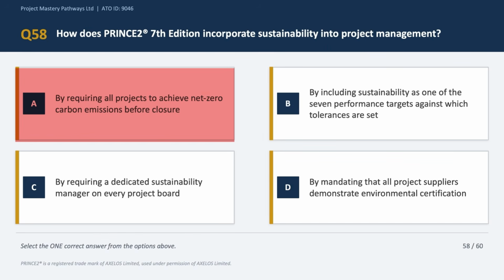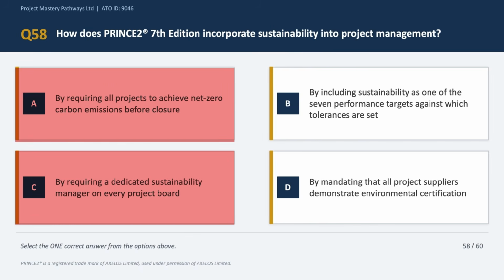Option C says by requiring a dedicated sustainability manager on every project board. Now, PRINCE2 does not mandate specific roles beyond the core project board roles, which are the executive, the senior user, and the senior supplier. Tailoring allows organizations to add roles, but this is not a PRINCE2 requirement, okay, per se. So that's why option C is incorrect. Option D says by mandating environmental certification for all suppliers.